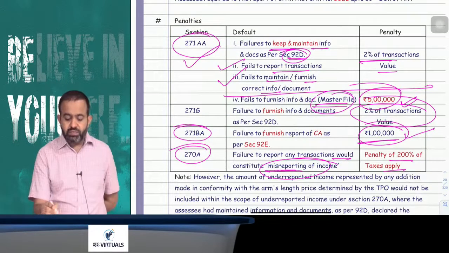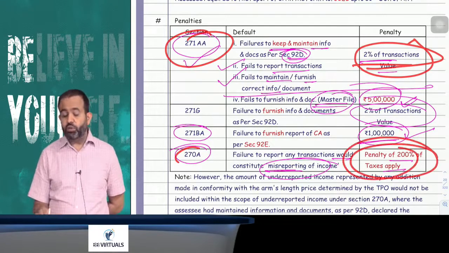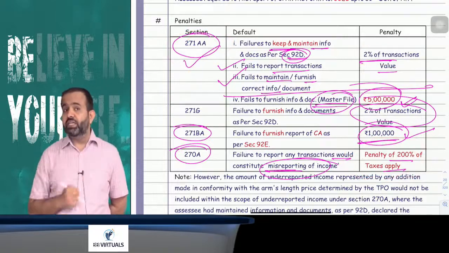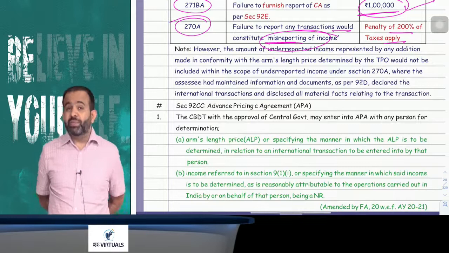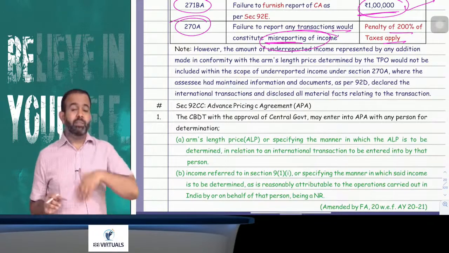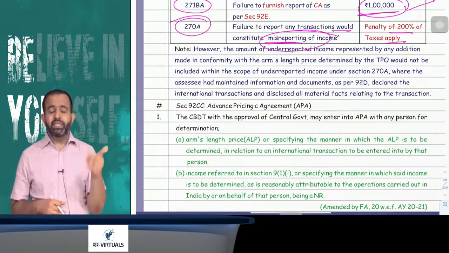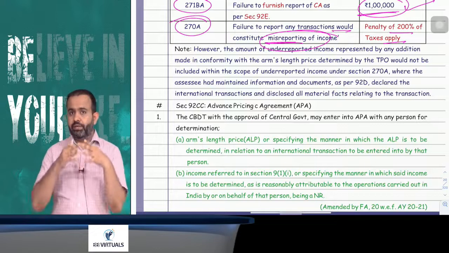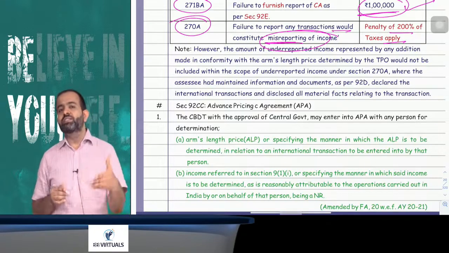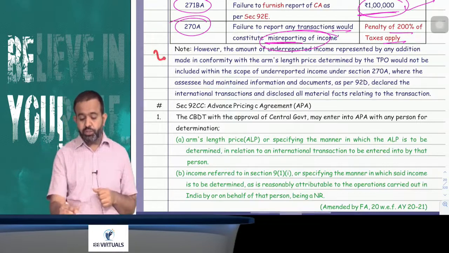One is the section 271AA, that is 2% of transaction value, and second is this 200% of taxes, that 271. These 2 penalties apply. But guys, remember one thing: suppose the assessee submitted the document, means he maintained the TP study report, he submitted the document, and the transfer pricing officer increased the income. Means the transfer pricing officer just calculated the arm length price and just increased the income, then it won't be treated as under reporting or misreporting. You got my point or not?